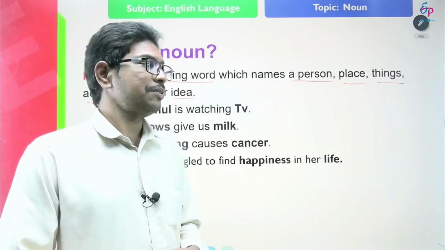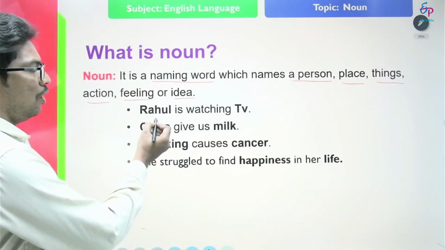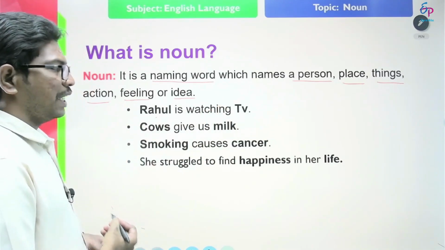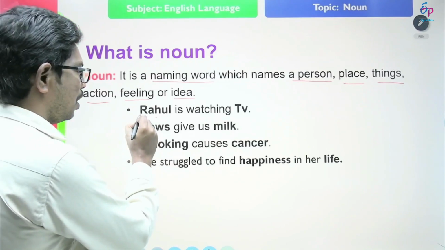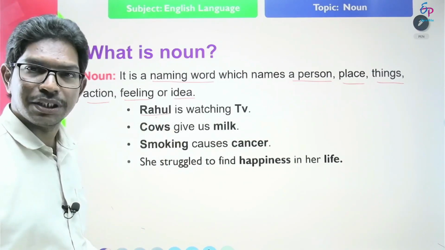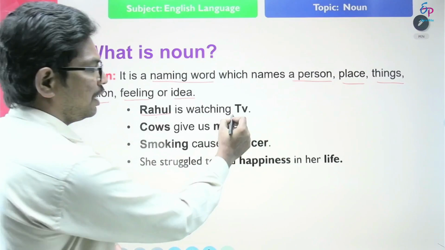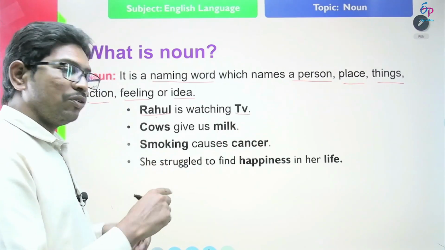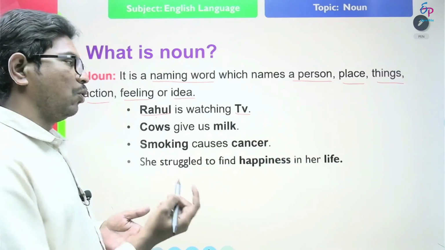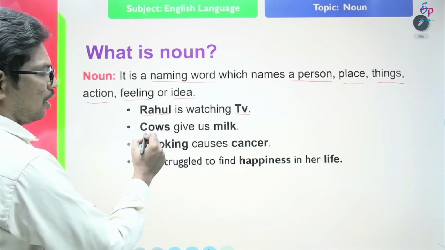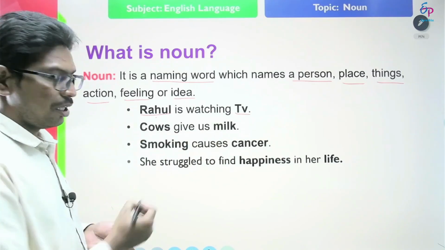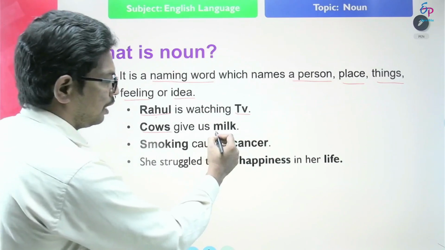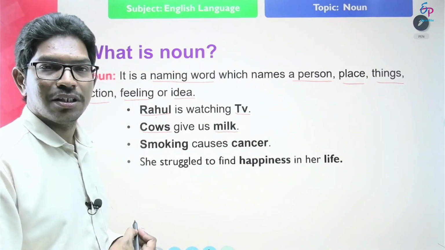Look at the examples. Rahul is watching TV. In this example, Rahul is the name of a person, that is noun. And TV, it is the name of a thing, that is noun. So without noun, there is no sentence at all. Look at another example. Cows give us milk. Here, cows is the name of animals and milk, it is the name of the thing.